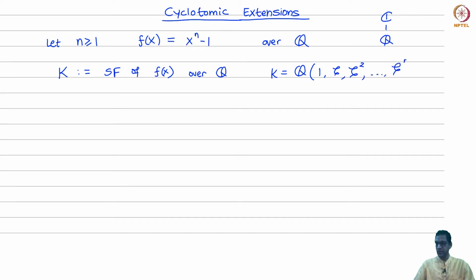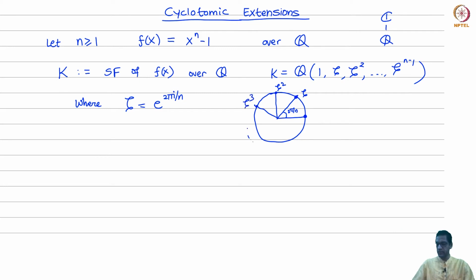1, zeta, zeta squared, till zeta to the n minus 1, where zeta is just e to the 2 pi i by n. Okay, and recall we have our usual picture on the unit circle. So one of the roots is 1, the next fellow is zeta, which forms an angle of 2 pi by n, and then the next one is zeta squared. So they form the vertices of a regular n-gon on the circle like this.